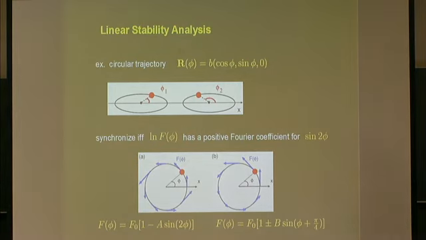For example, we consider circular trajectories with radius b. And we can show that the rotors synchronize if and only if the log of the force function has a positive Fourier coefficient for sine 2 phi. So here are just two examples of such force profiles. This has a sine 2 phi second harmonic component. This has only the single harmonic component.